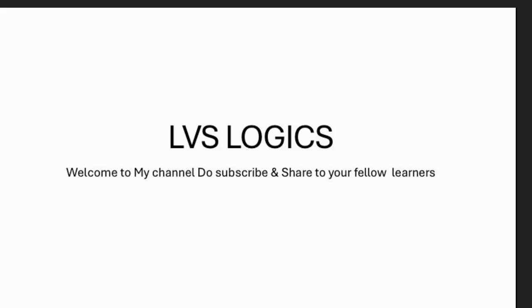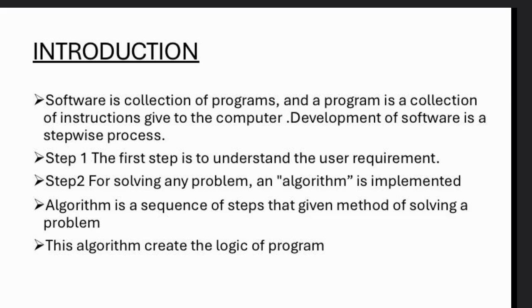In this video, we are discussing the basic program of C and the few steps a software developer must follow. Software is a collection of programs, and a program is a collection of instructions given to the computer. Development of software is a step-by-step process.